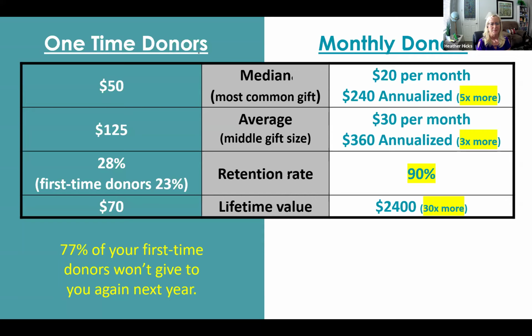But the biggest impact, look at that on retention rate. 28%. This is the average retention rate. That means the people that gave last year, how many are going to give again this year? Retention rate of 28%. Look at the difference on monthly donors, 90%. That isn't just a small amount, that's huge. And if you think of one-time donors, that stat is that it's only 23% that will continue. But with monthly donors, you have this enormous retention.